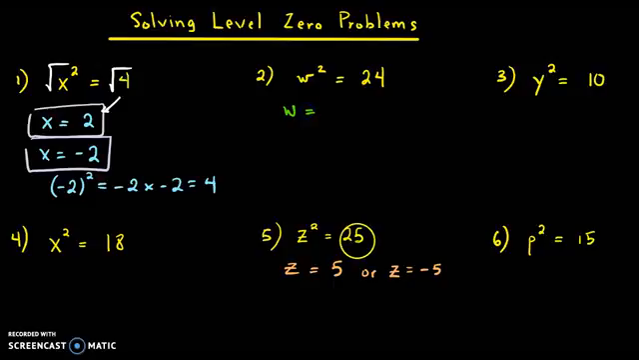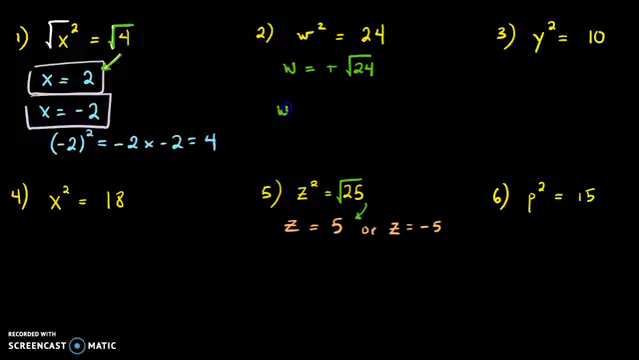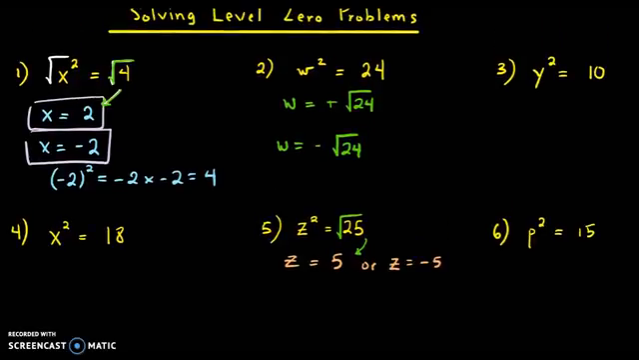Well, how do we get 25? If we go back to problem 5, how do we get from the 25 to the 5? Well, we took the square root, and the square root of 25 was 5. If we go back to problem number 1, how do we get from 4 to 2? Well, we took the square root to get 2. So here, we don't know what the square root of 24 is, but we can definitely say that it's going to be positive square root of 24, and the other answer is going to be negative square root of 24, right? So we know that we're going to have two answers, a positive and a negative one.